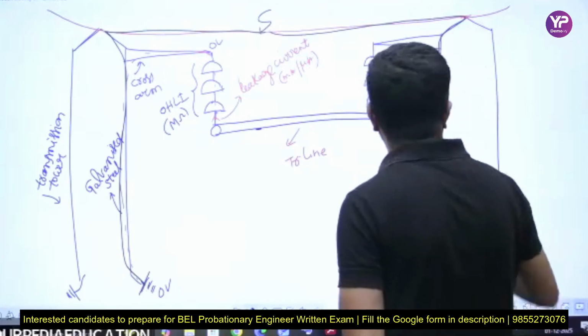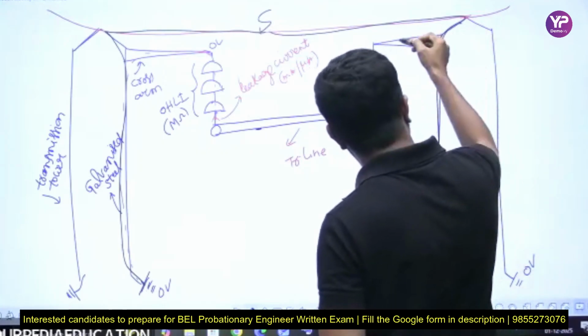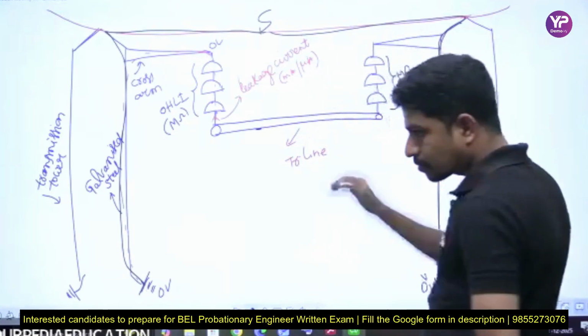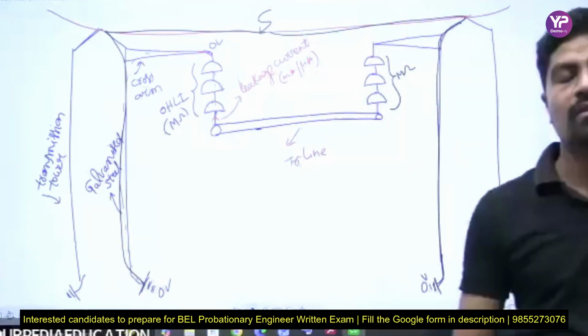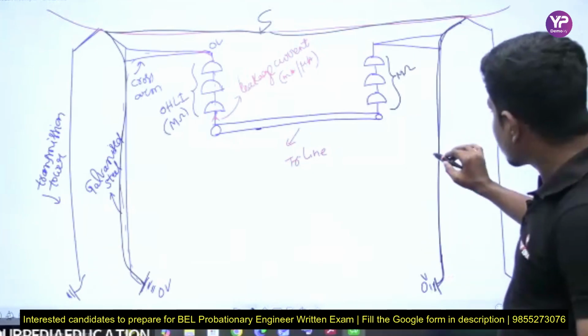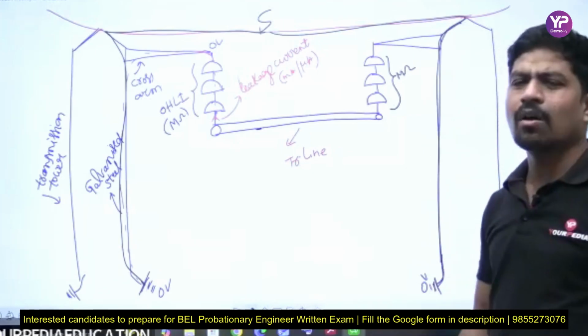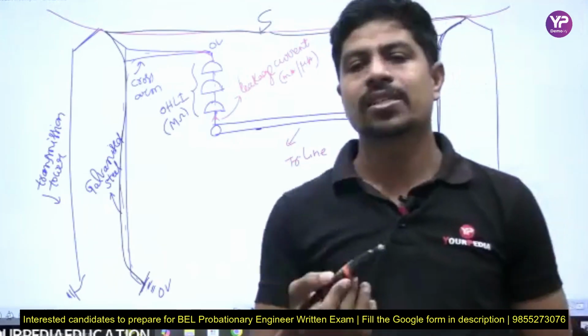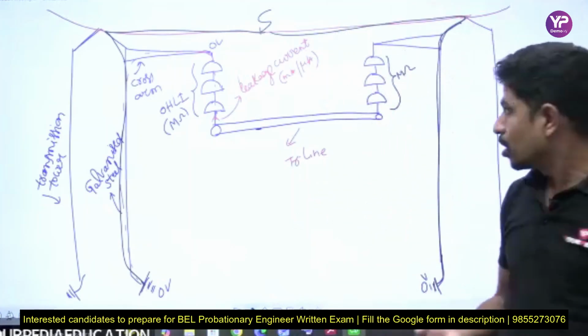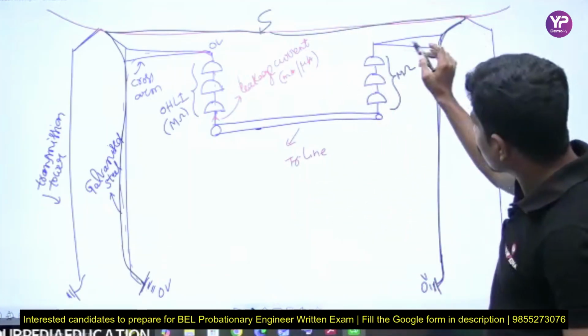You may think, sir, it is coming this way, why is it not going this way? Huge value of resistance. We all know that earth resistance is almost zero. Current always chooses the short resistance path, the low resistance path, right? So that's why no lightning stroke will go this way.